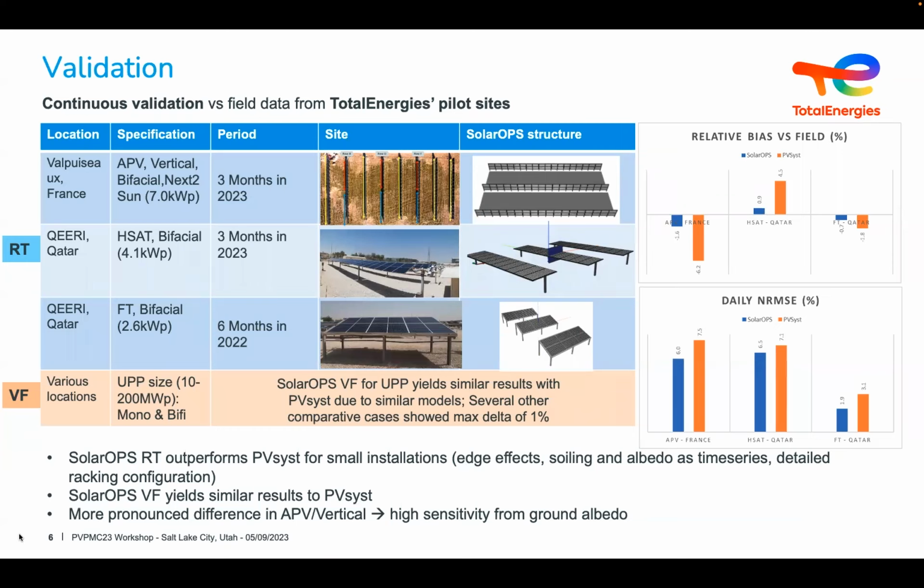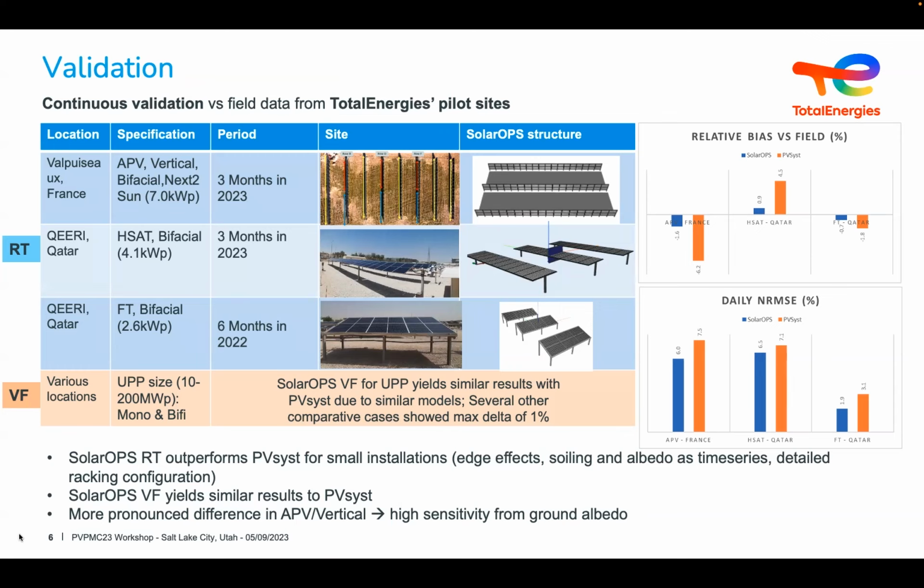I will just illustrate 3 indicative test sites that we are using mostly for the assessment of our ray tracing capabilities. So we have 1 site in France and 2 sites in Qatar, which represent completely different climate conditions. The site in France incorporates next to sun modules, and it's about agrivoltaics, so they are vertical modules, while in Qatar we have single-axis tracked bifacial modules and fixed-tilt bifacial modules.